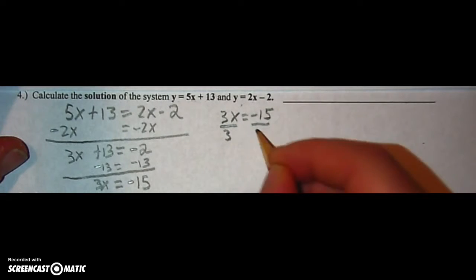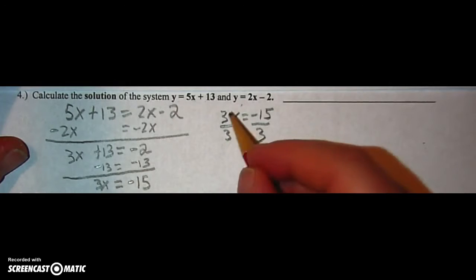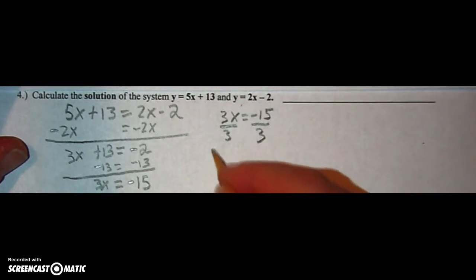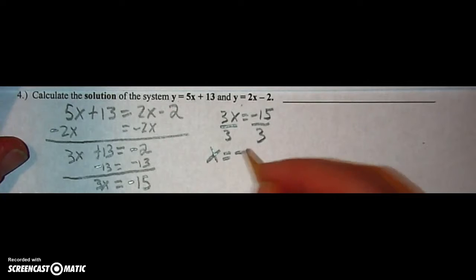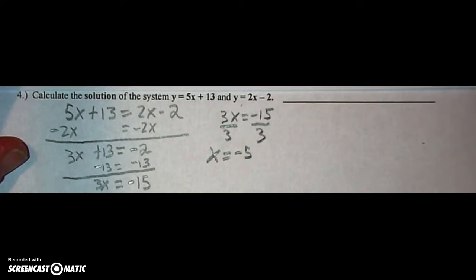We're going to divide both sides by 3 because we don't want 3 x's. We want to find out how much 1x is worth. So 3 divided by 3 is 1. That gives us the 1x. Negative 15 divided by 3 gives us negative 5. So we've got half our solution. We know that the x part is negative 5.